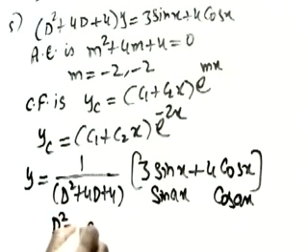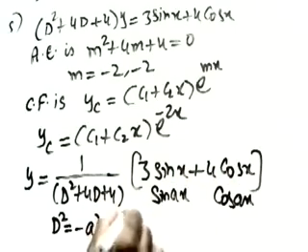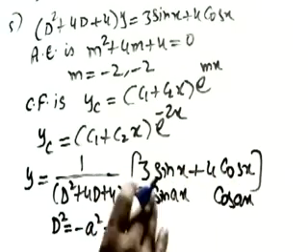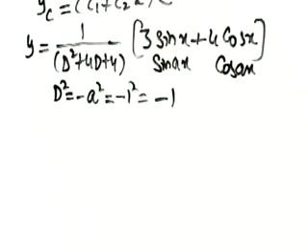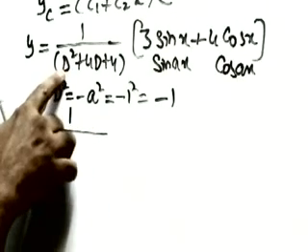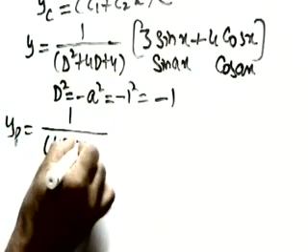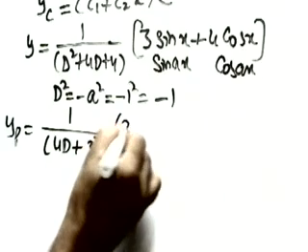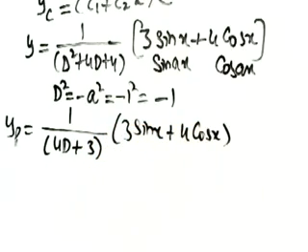So what is the method we are having? You have to substitute D squared equals minus a squared. So in place of a, both here we have minus 1 squared, so minus 1. Let me substitute the D squared value, minus 1. So what we will get, watch carefully: yp equals 1 divided by, if you put D squared as minus 1, 4 minus 1 will be 3, 4D plus 3, into 3 sin x plus 4 cos x.